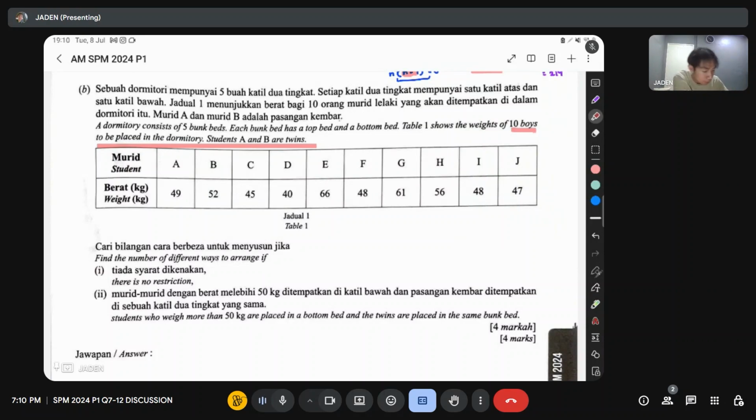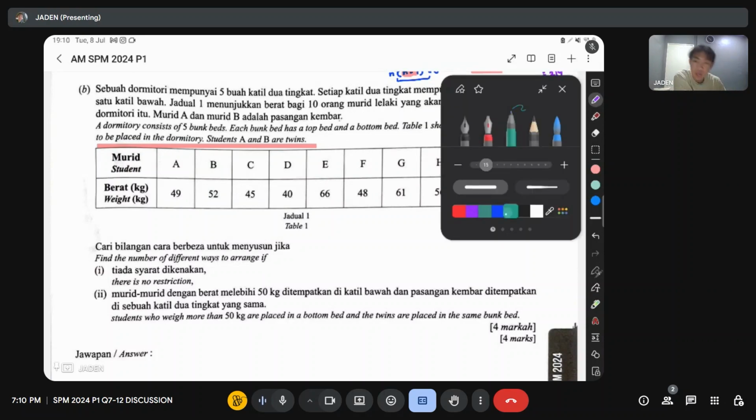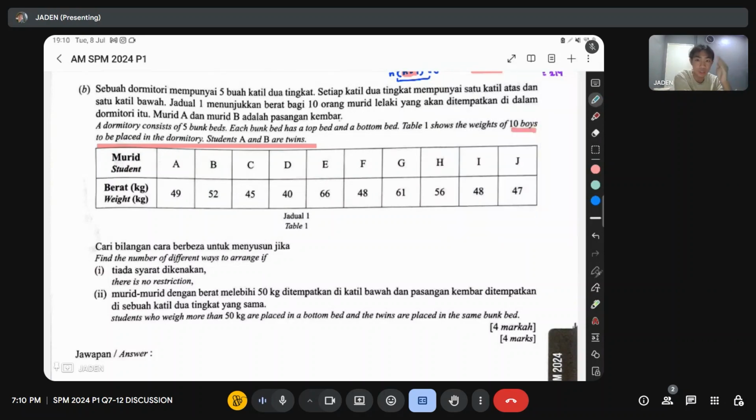And then we have 5 bunk beds. I would suggest you to actually draw the visuals out. You have 5 bunk beds, 1, 2, 3, 4, 5, and then this is top and bottom. So draw it out, okay? All right, find the number of different ways to arrange if there is no restriction. This means we have 10 students here, and all the beds must be occupied. So how do you arrange that? How do you calculate that?